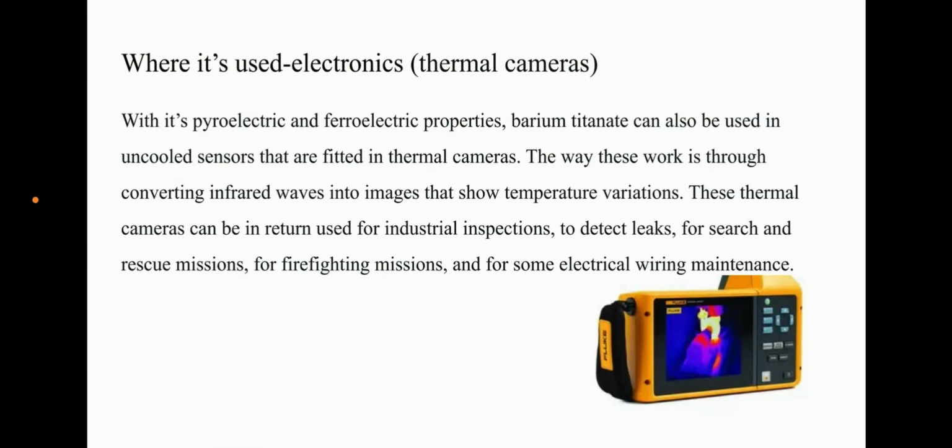Where it's used: electronics, thermal cameras. With its pyroelectric and ferroelectric properties, barium titanate can also be used in uncooled sensors that are fitted in thermal cameras. The best way these work is through converting infrared waves into images that show temperature variations. These thermal cameras can in turn be used for industrial inspections to detect leaks, for search and rescue missions, for firefighting missions, and for some electrical wiring maintenance.